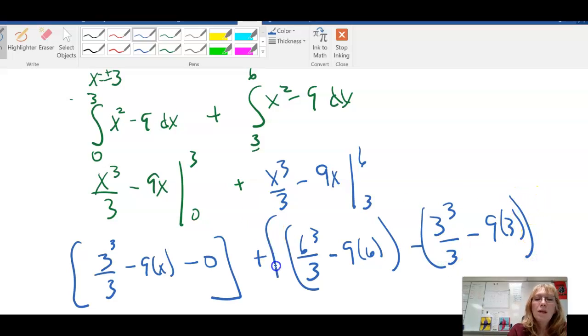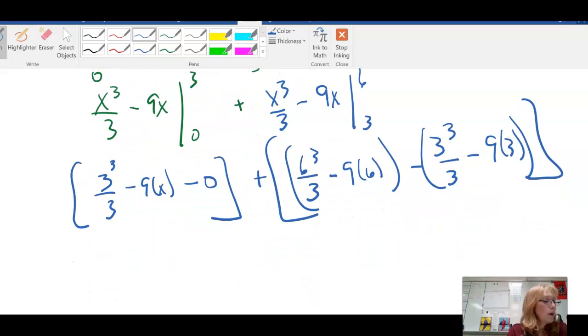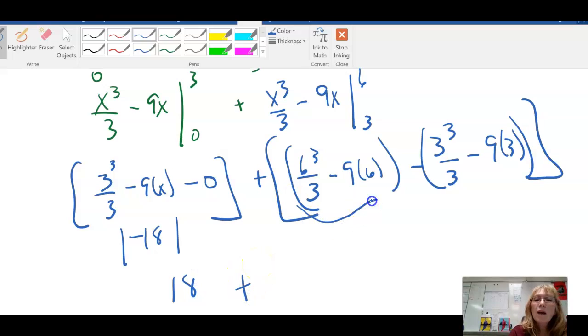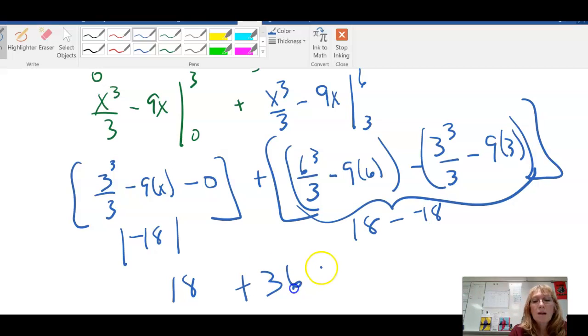All right, so those are the two areas we're adding up. Well, when you type in this area, you should have gotten a negative 18. So we have to do the absolute value of that, so that's 18 plus. Now when you did the area of this entire section right here, you should have gotten 18 minus a negative 18, which is 36. And that will give you a total area of 54.